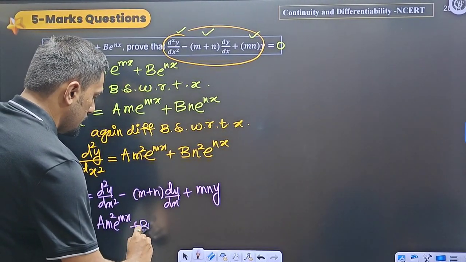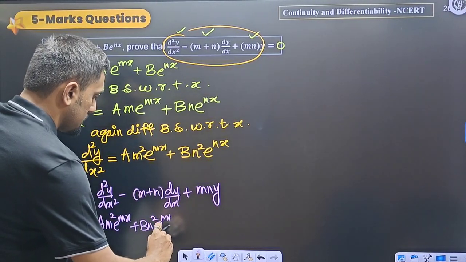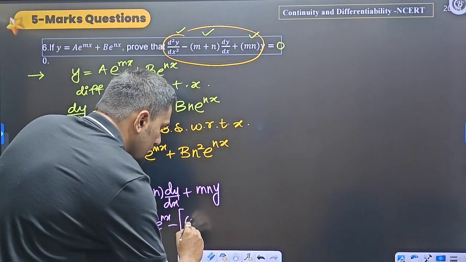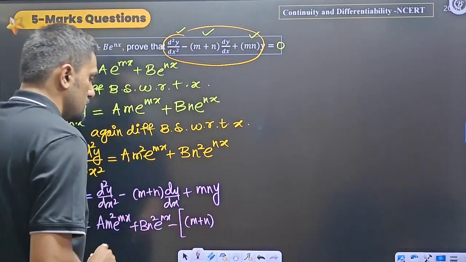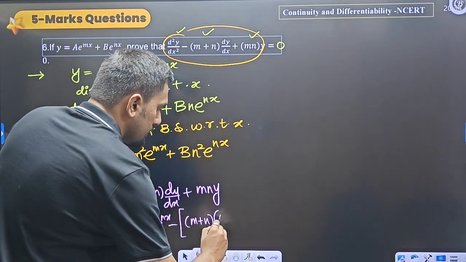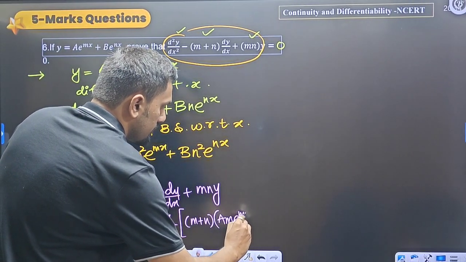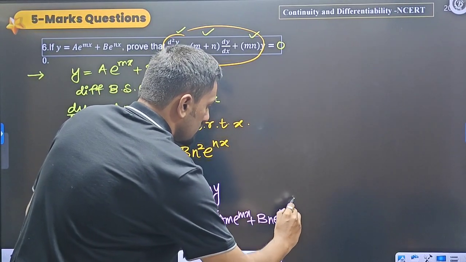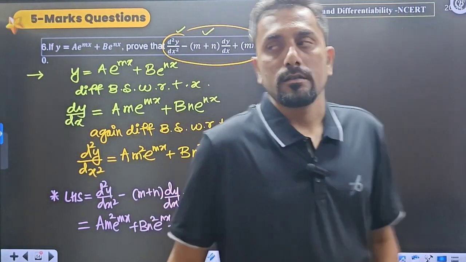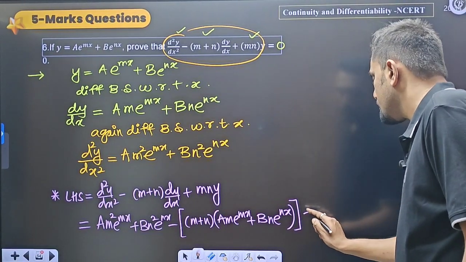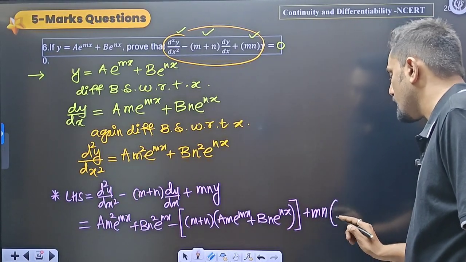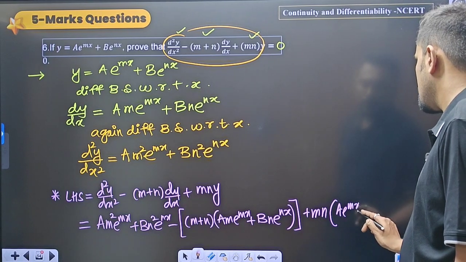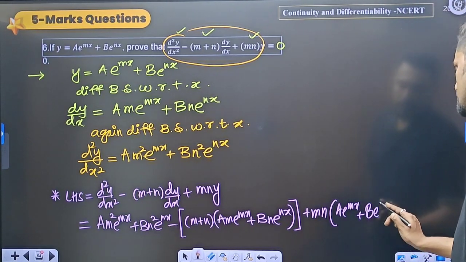plus bn square e raised to the power nx minus of, since there is a minus, use a big bracket here, m plus n into dy by dx, which is here a m e raised to mx plus b n e raised to nx. Close the bracket. Then the next term is plus mn into y. y is a e raised to mx plus b e raised to nx.